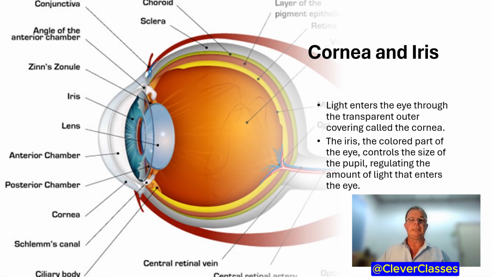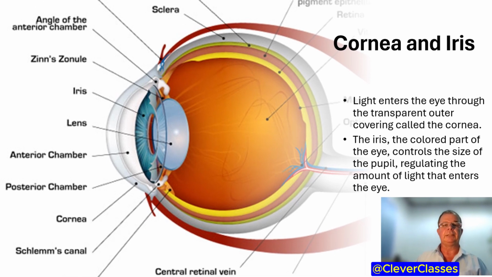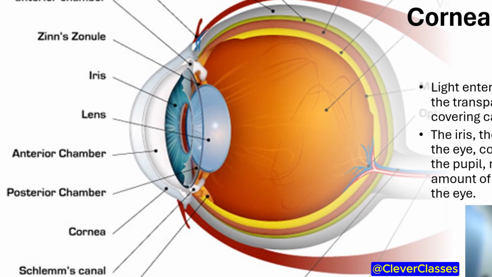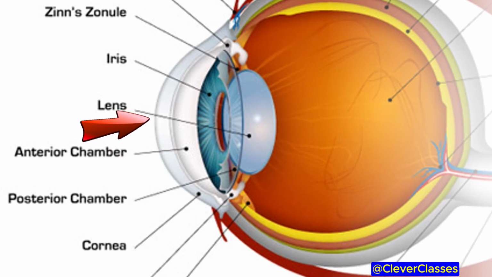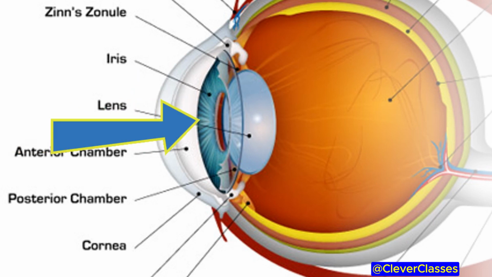First of all, the cornea and iris. Light enters the eye through the transparent outer covering called the cornea. The iris, the coloured part of the eye, controls the size of the pupil, regulating the amount of light that enters the eye.